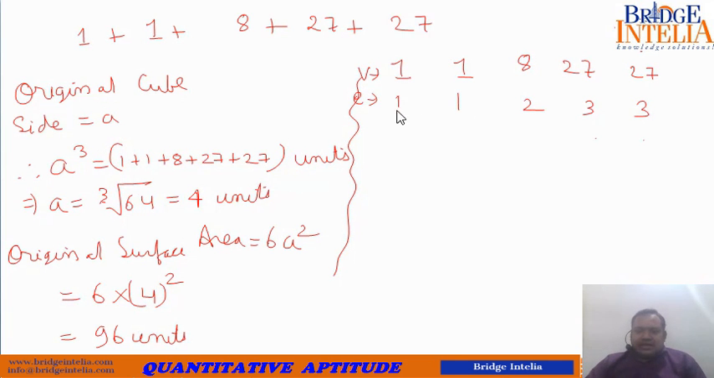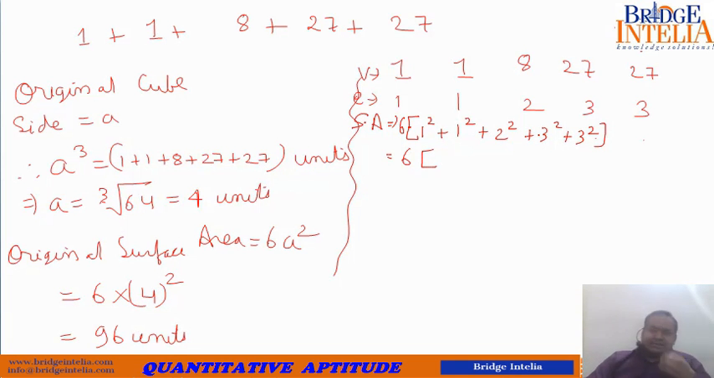So edges 1, 1, 2, 3, 3. Based on this value of edges, the surface area will be equal to how much? 6a square. So I am taking 6 common: 1 square plus 1 square plus 2 square plus 3 square plus 3 square. So this is equal to 6 into 1 plus 1, 2, 4, 6, 9. 6 plus 9 is 15. 15 plus 9 is 24. So 24 into 6 is what?